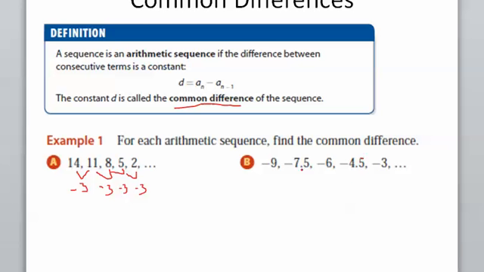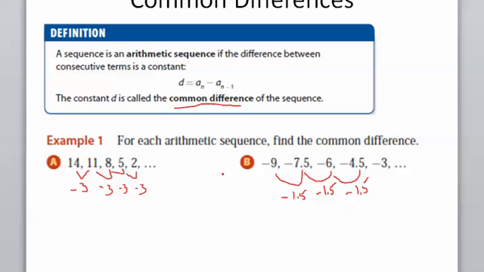So if I take negative 7.5 and subtract a negative 9 from it, I'm going to get a negative 1.5. If I take 6 minus 7.5, I'm going to get a negative 1.5. If I take a negative 4.5 and subtract a negative 6, I get a negative 1.5. You see how these are working? These are always going to be giving you a common difference between them. That's why they're called an arithmetic sequence.